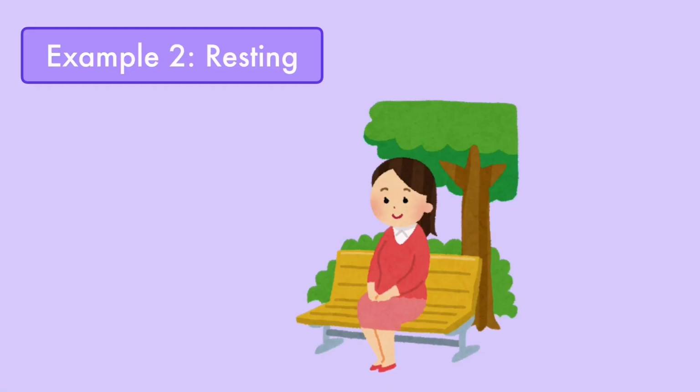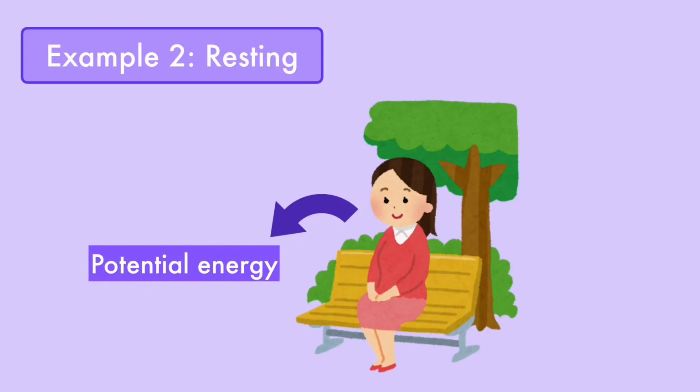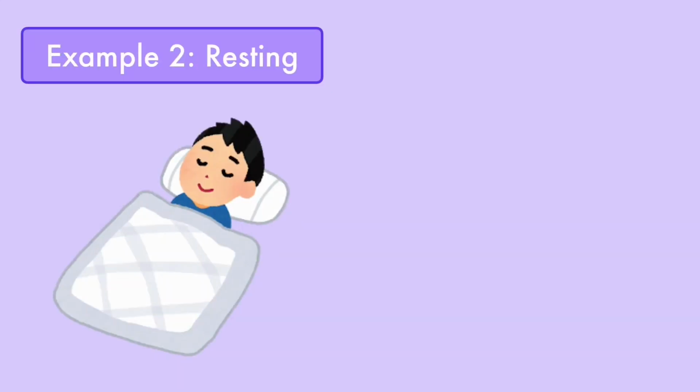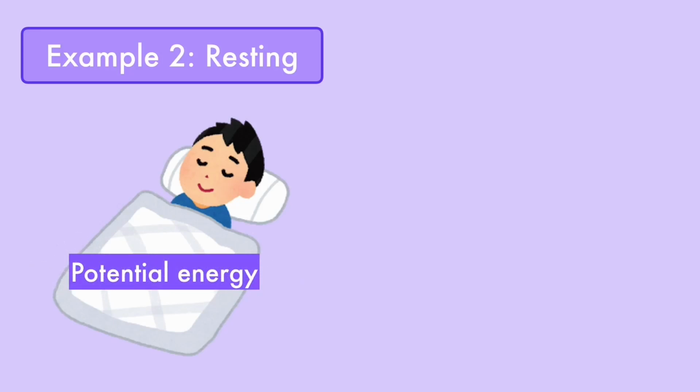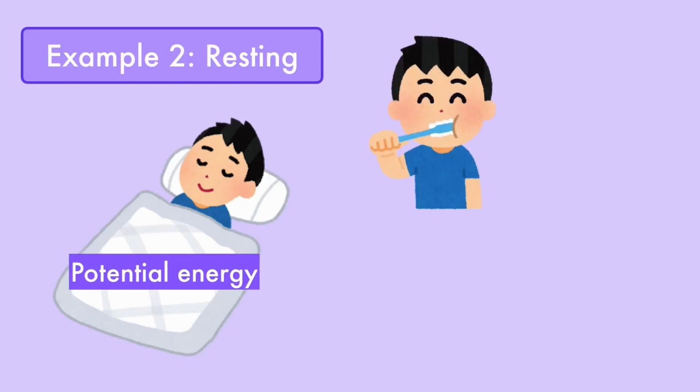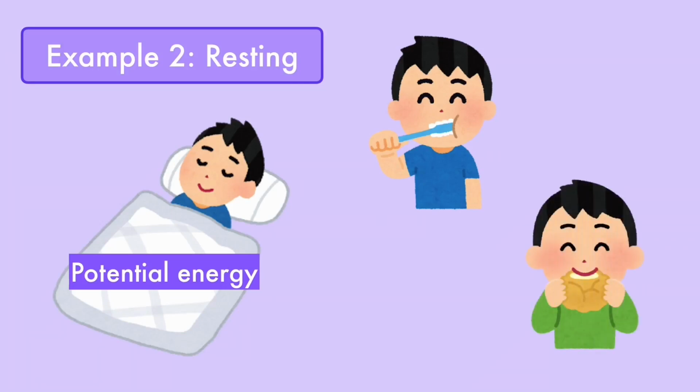Let's look at our second example of potential energy. We know that when an object is at rest, it is storing potential energy within itself for further use. But do you know that we humans have potential energy too? Whenever we are taking a rest, our body is actually storing potential energy for the next time we have to move. When we sleep every night, our body stores potential energy. This energy will then be transformed to kinetic energy when we wake up and carry out our daily routine, like brushing our teeth and eating our breakfast.